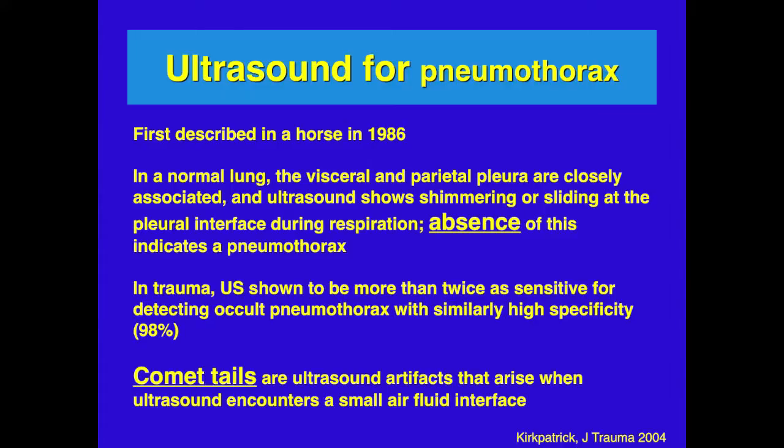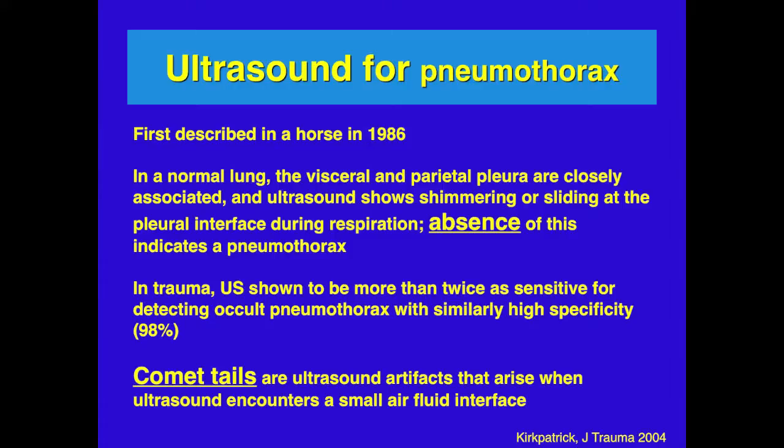So let's talk a little bit about ultrasound for pneumothorax in the trauma setting. It was first described in a horse in 1986. In a normal lung, the visceral and parietal pleura are closely associated, and ultrasound shows a shimmering or sliding at the pleural interface during respiration. Absence of this can indicate a pneumothorax, although many other conditions can cause absence of lung sliding. In trauma, ultrasound was shown to be more than twice as sensitive for detecting occult pneumothoraces with similarly high specificities.